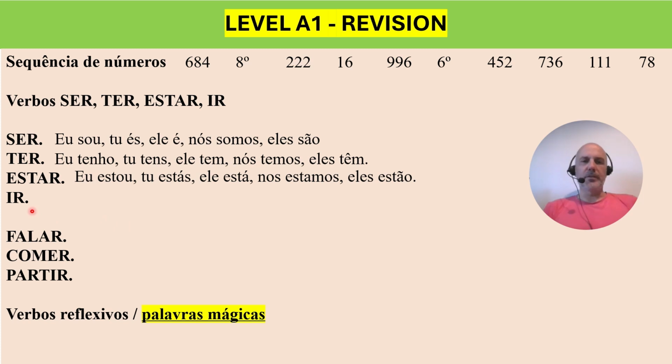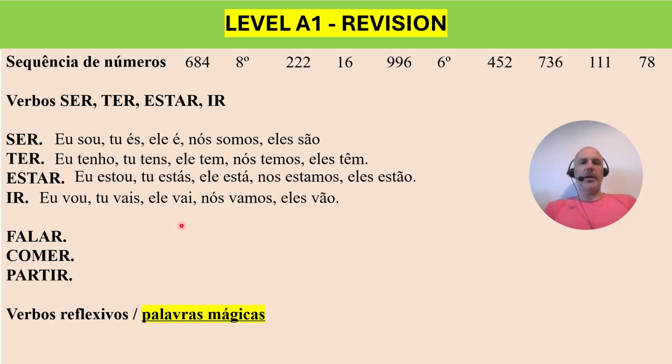And the last one, the verb ir. Eu vou, tu vais, ele vai, nós vamos, eles vão. Okay? So, these are the big 4 irregular verbs you really have to know.